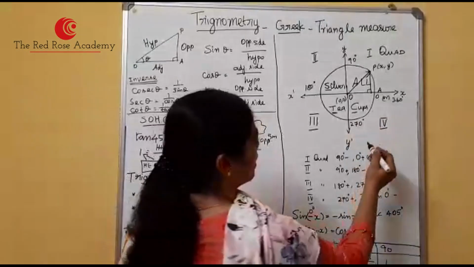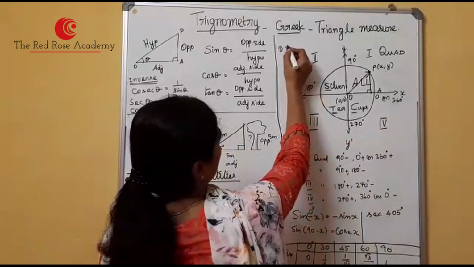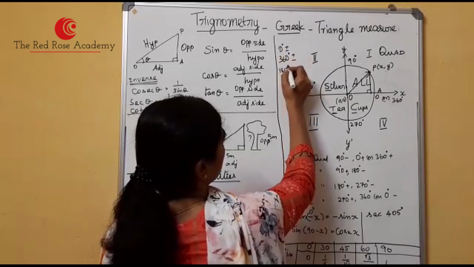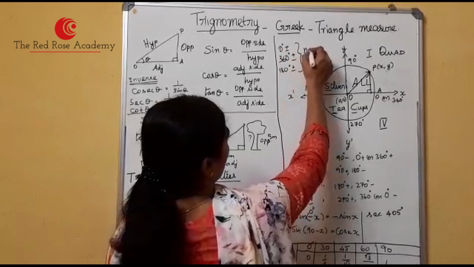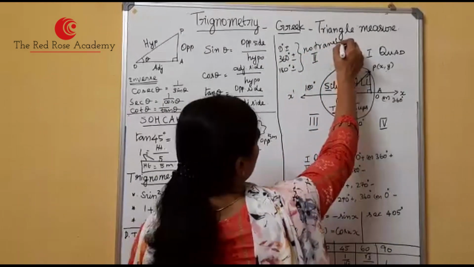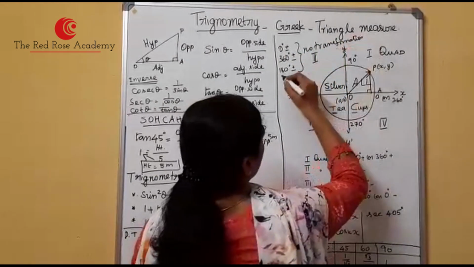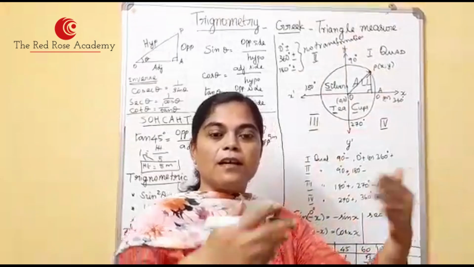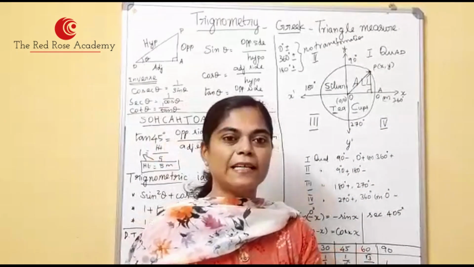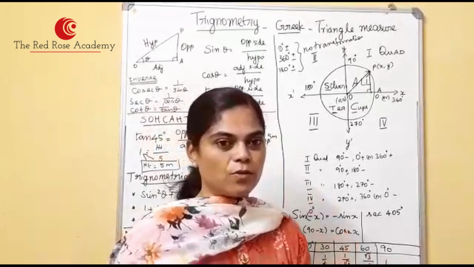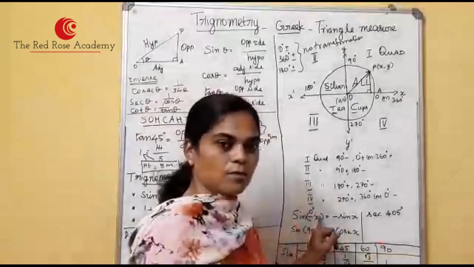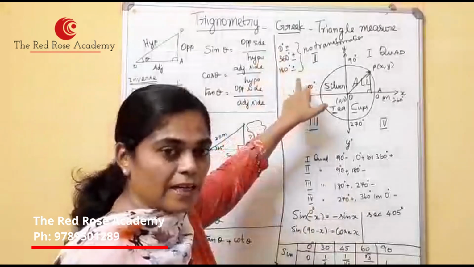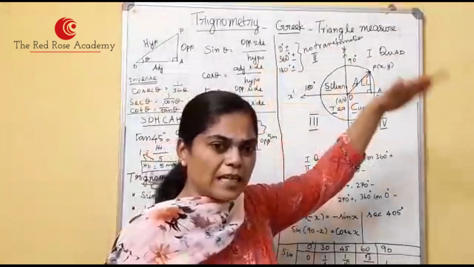For example, 0 plus or minus, 360 degree plus or minus, 180 degree plus or minus, there is no transformation. So what is that transformation? Sine to cos, cos to sine, tan to cot, cot to tan, cosec to secant, secant to cosec. This is the transformation. So here there is no transformation. So 0 degree plus or minus, 360 plus or minus, 180 degree plus or minus, there is no transformation.